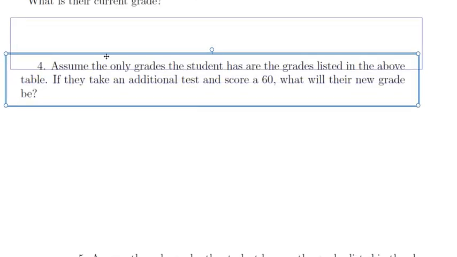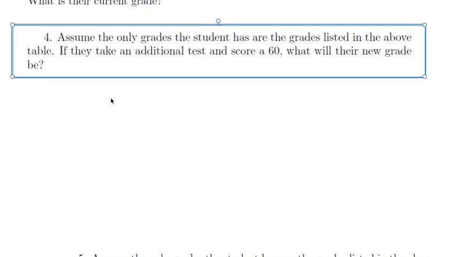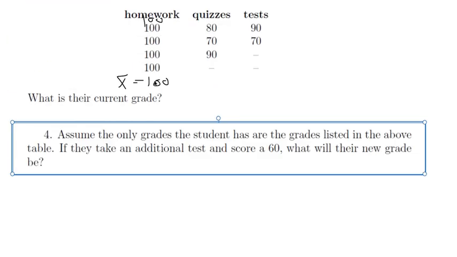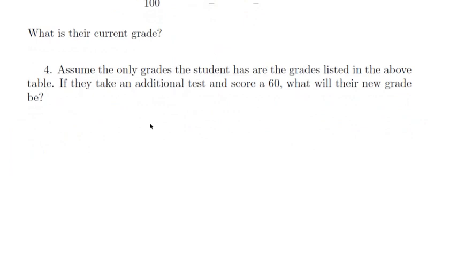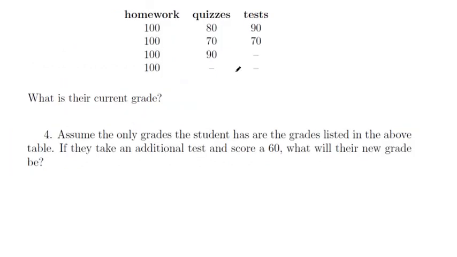Okay, question 4. The grades are listed in the above table, so it's saying forget about that 100 that we just computed. Only the grades in the above table. So let's say they took a test and they got a 60. What's their new grade going to be? And before you make these calculations, you should speculate what it's going to be. Make a guess.